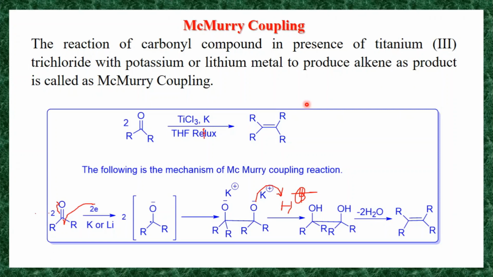So this is a simple reaction and the general mechanism of the McMurry coupling reaction. The reaction of a carbonyl compound in the presence of titanium trichloride with potassium or lithium metal to produce an alkene is called the McMurry coupling reaction.